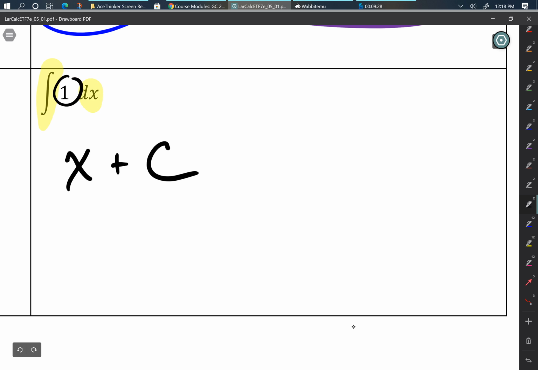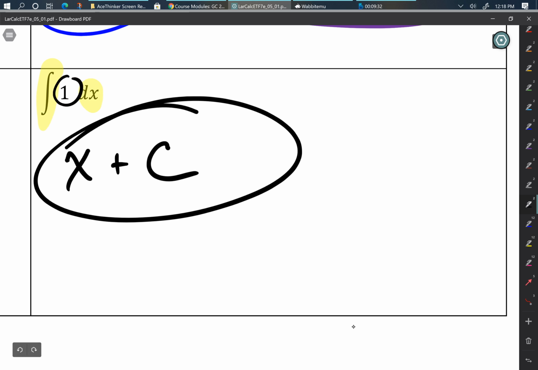Well, the antiderivative of 1 is x plus c. And there's my most general antiderivative. Right? I don't know why this one causes people so many issues, but it does.